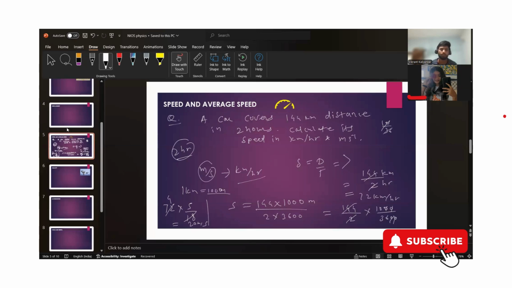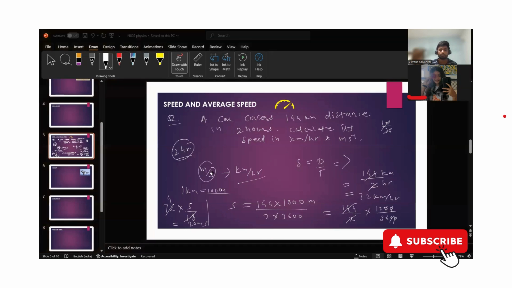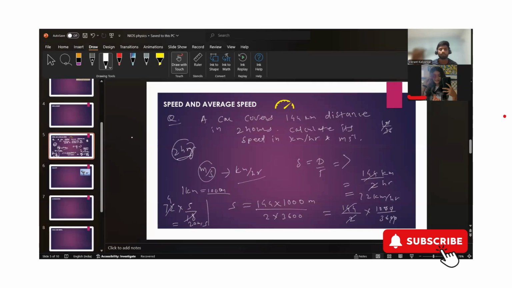Now I'll be just discussing one shortcut here, like how you can directly convert this speed from kilometer per hour to meter per second. Whenever you are having speed in kilometer per hour and you want to convert it into meter per second, just multiply that value with 5 by 18. Suppose you are having 72 kilometer per hour. If you want to convert into meter per second, just multiply it with 5 by 18.